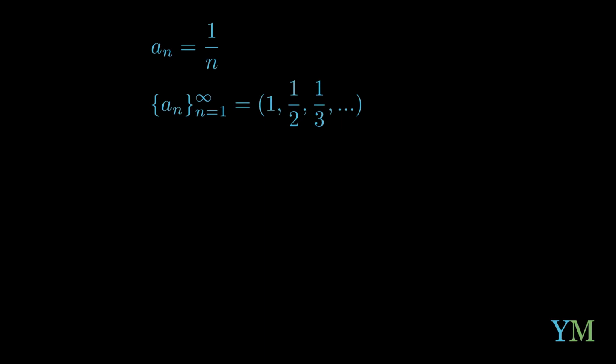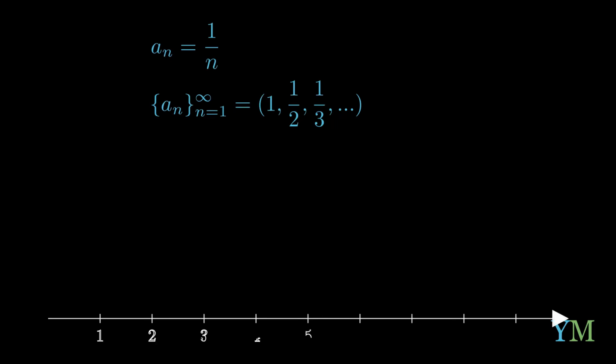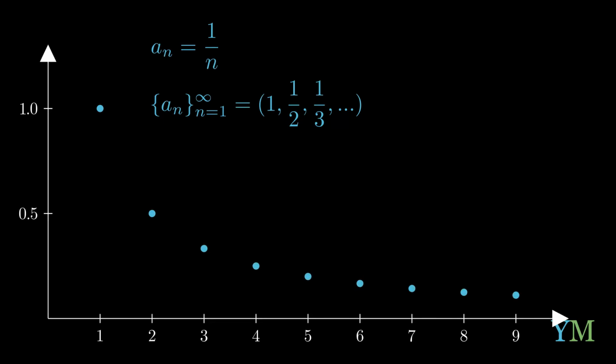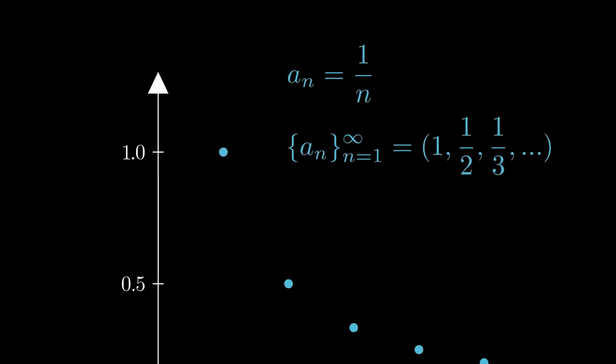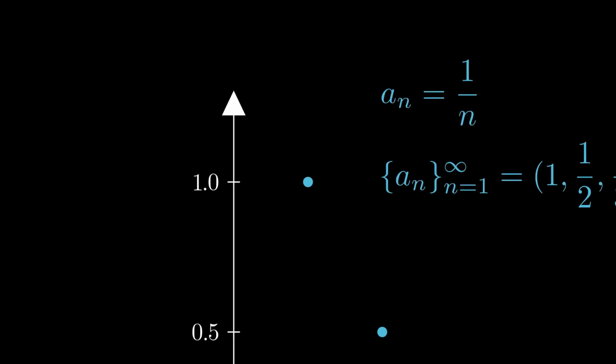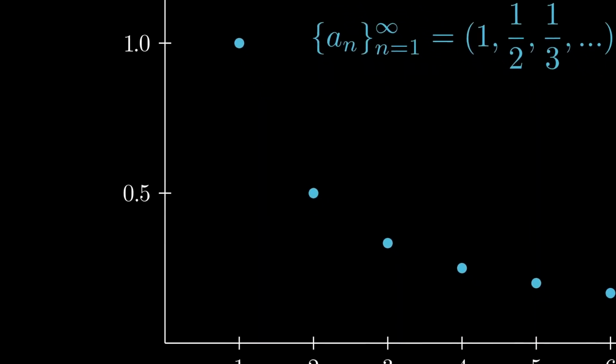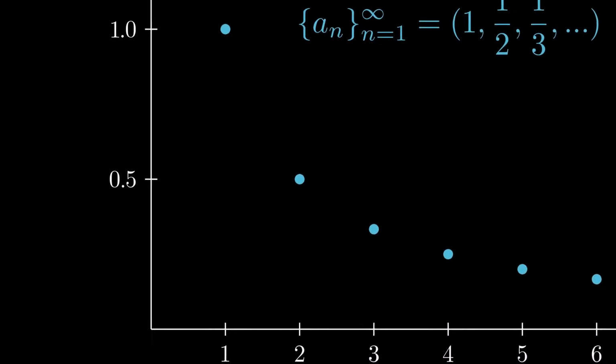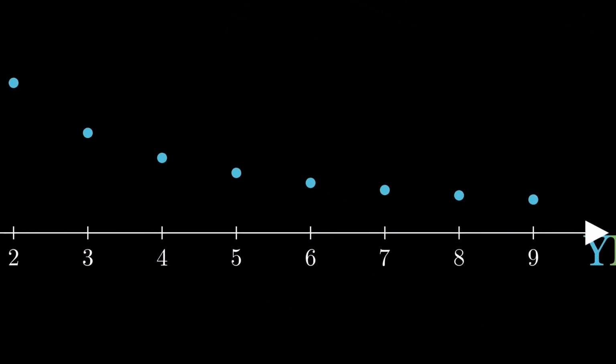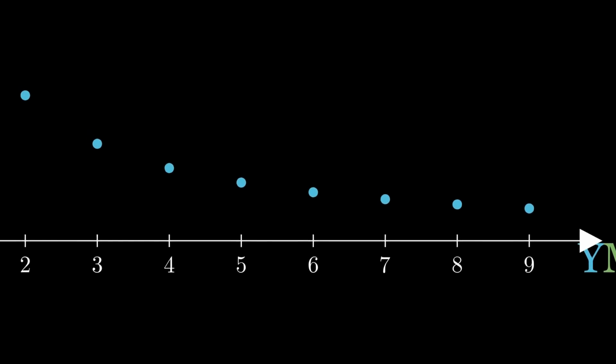How do we visualize a sequence? Well, for that, we need a coordinate system where the x-axis represents the index of the elements, while the y-axis represents the value of those elements. In our case, A1 would be 1, A2 is going to be half, and just like we said, A3 would be a third, A4 would be a fourth, and so on and so on. And now we can see our sequence.